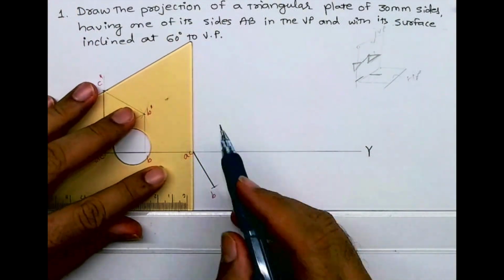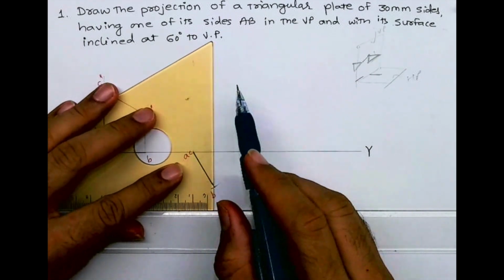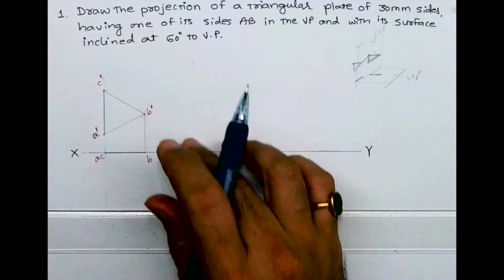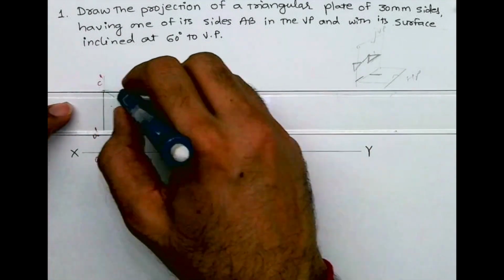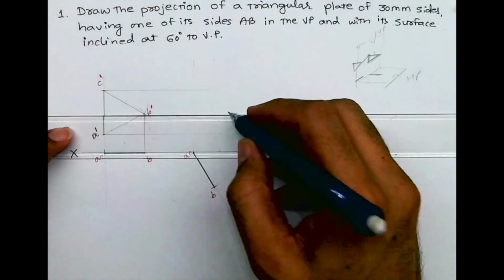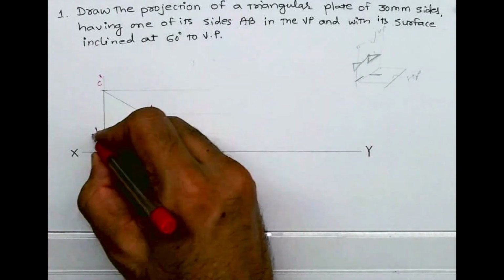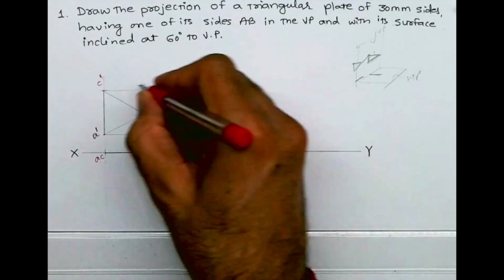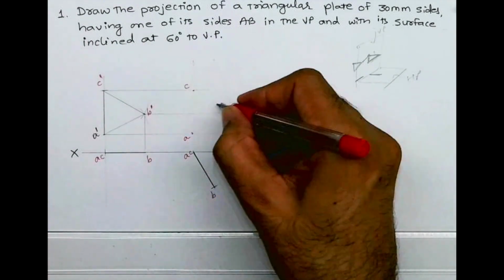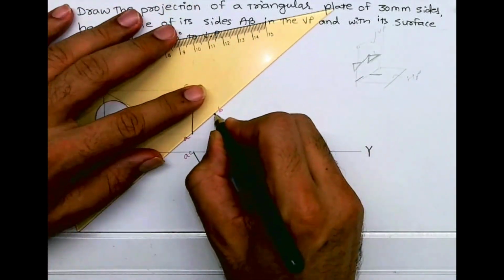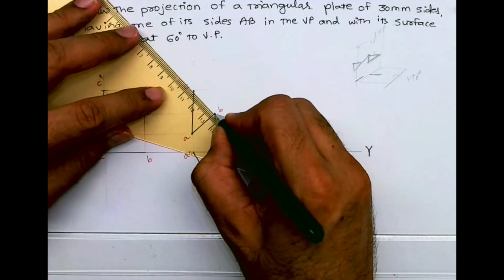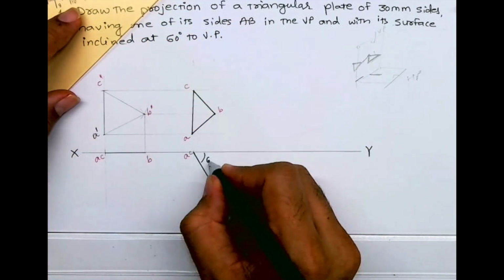After that, we'll project AC from here and B from here. And A dash from here, C dash from here and B dash from here. So we'll get the required triangle. See this. Over here we'll get A dash, C dash and B dash. So remember, it is dash. It is not without dash because it is front view.